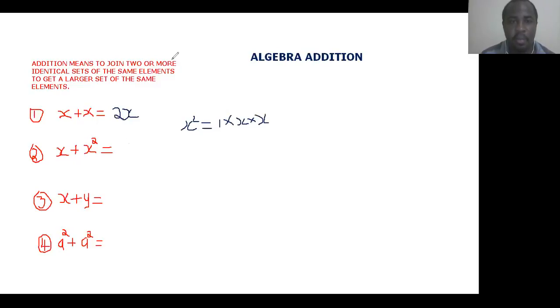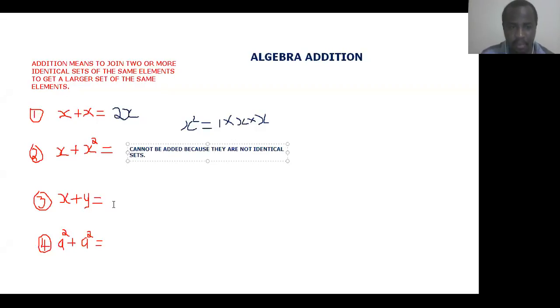Result will be the same. All right, so here, cannot be added because they are not identical sets.